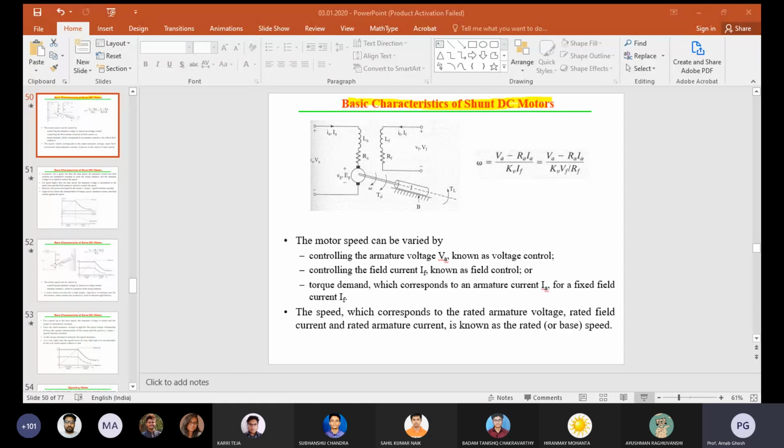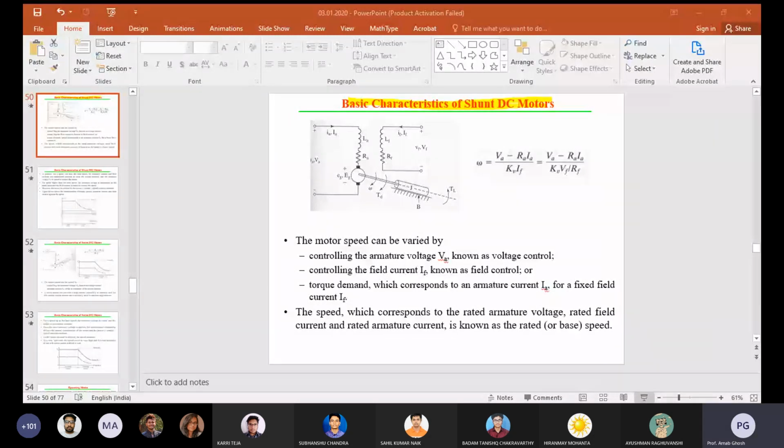So how will it become? Eb equal to omega times Kv If, where omega is N in terms of frequency, 2 pi f. So directly you are getting the value of Eb. And you get the expression of the speed: omega equal to (Va minus Ra Ia) divided by Kv If. Very simple. Instead of Vf, you replace it by Rf, so here it is your If, the field current. That Vf by Rf is your If.